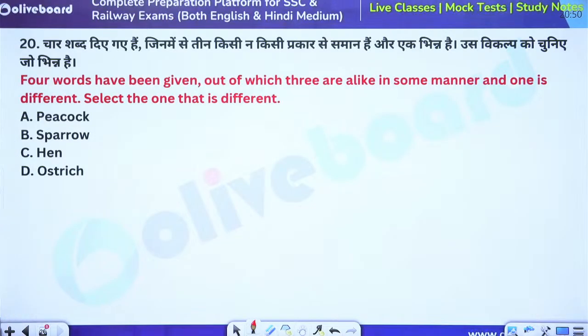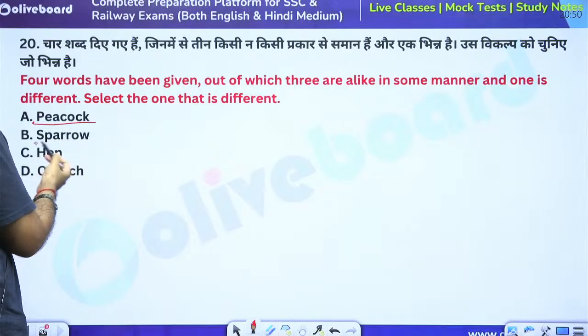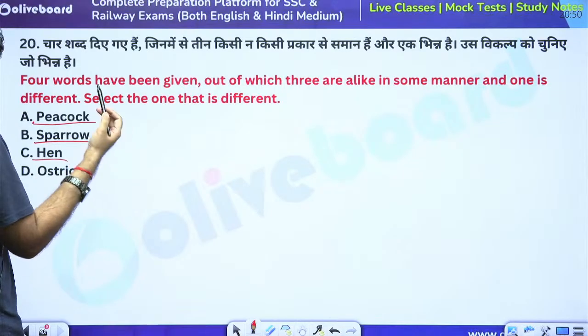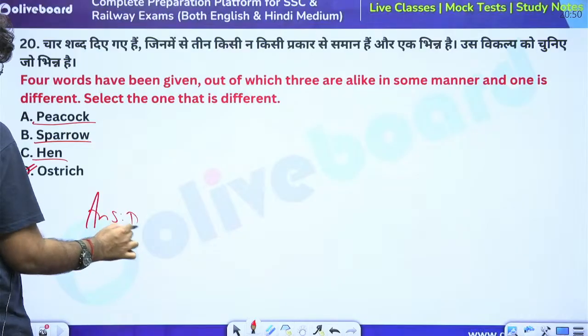Okay. Odd one out you have to select. Peacock, it can fly. Sparrow, it can fly. Hen, it can still fly. Ostrich cannot fly. So option D is the correct answer. Simple.